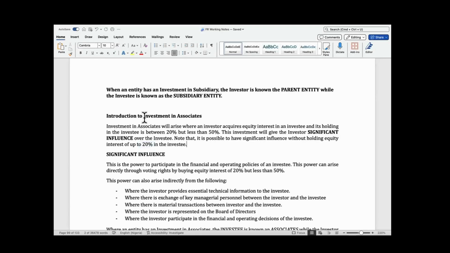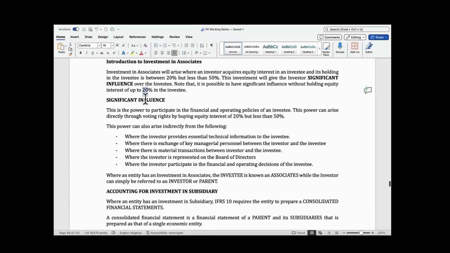The same thing applies here. So majorly, you can have investment in associates if your voting rights in the equity of the investee is 20%, but less than 50%. And this holding gives you significant influence over the investee. And this significant influence, you can also have it even if you don't have up to 20%.